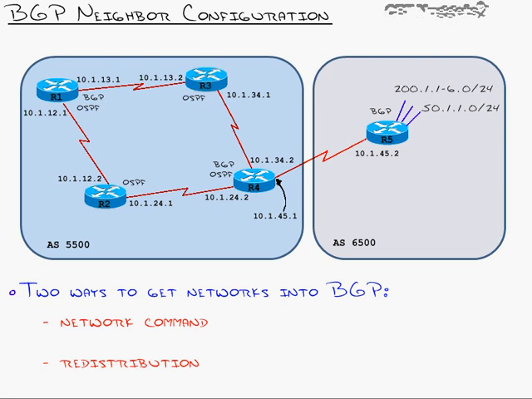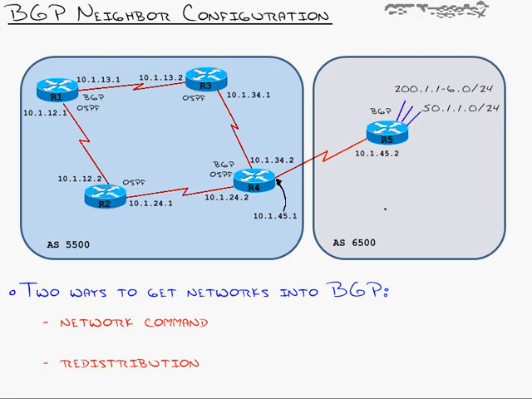There's two ways to get networks into the BGP process. The first is through the network command, which works very different than the network command of our other routing protocols. And the second is through redistribution. Now, I guess there's a third: if there's a network further on down the line that got advertised in, that'll obviously be in BGP, but it originally had to get into BGP through one of those two methods.